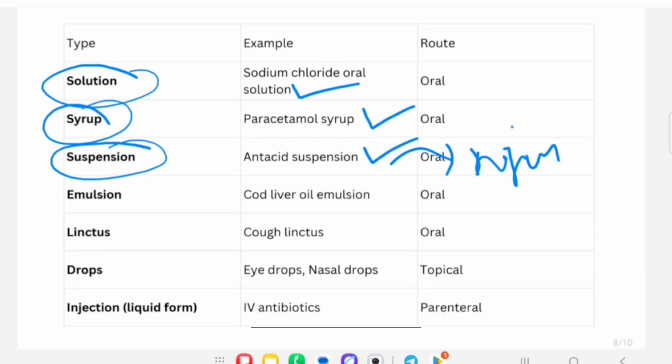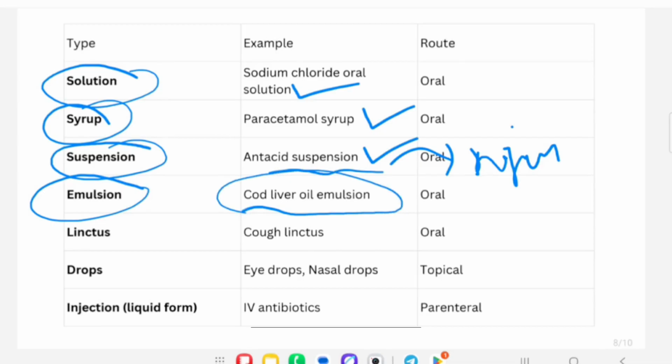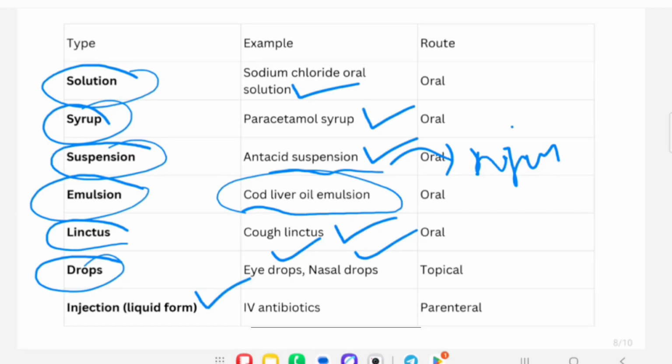Okay. Then Digene may be an emulsion. There are various types of antacid suspensions. Then in case of emulsion, there is cod liver oil emulsion. Then linctus, that is cough linctus, is used to relieve or suppress the symptoms of cough. Then drops are available, that is eye drops and nasal drops. Then injection is also present in the liquid form, especially the IV antibiotics, which are given through the parenteral route.